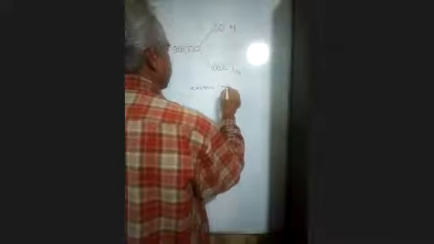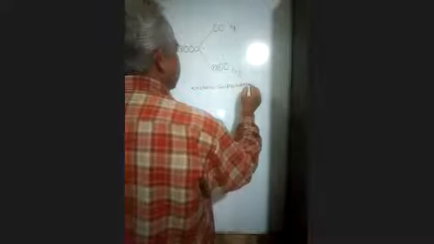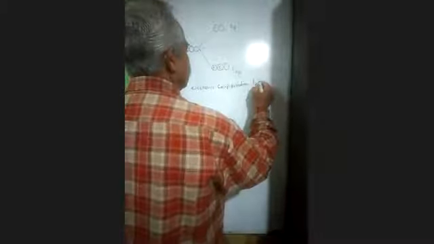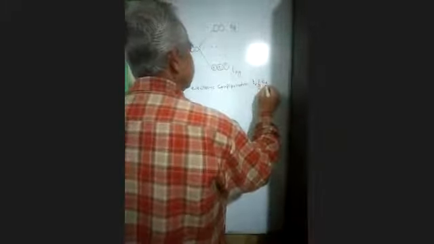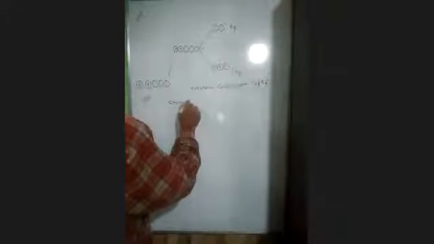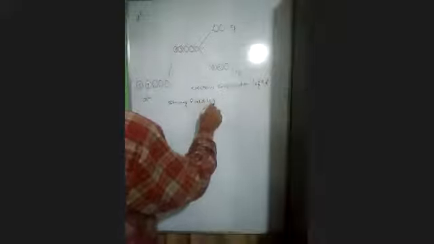Electronic configuration is T2G2 EG0. This is for strong field ligand.